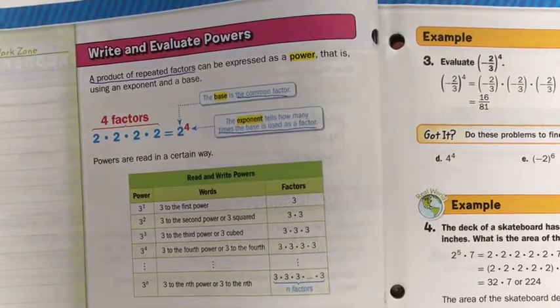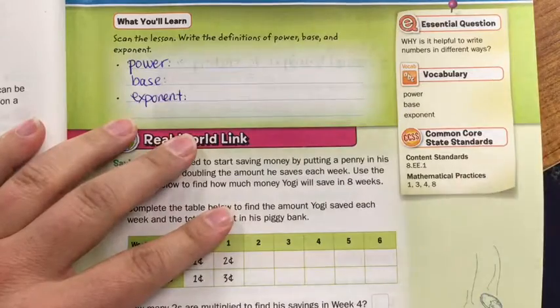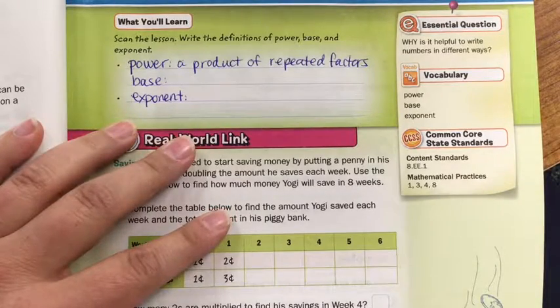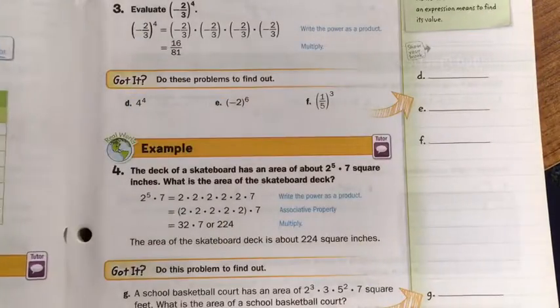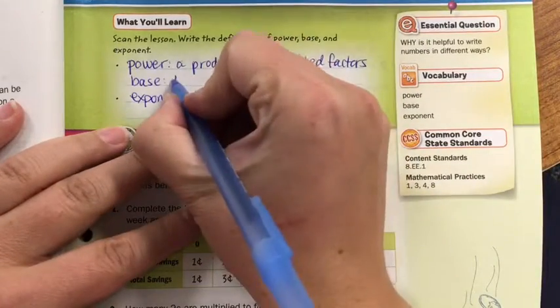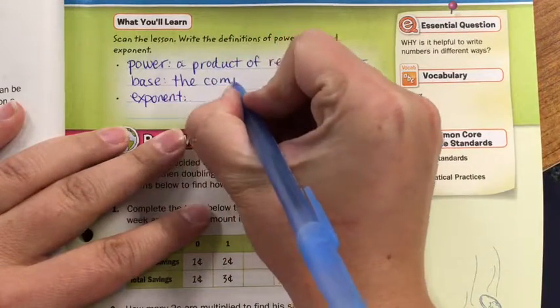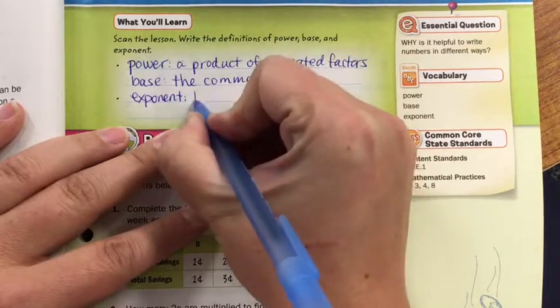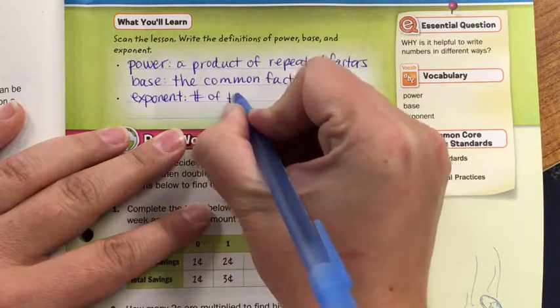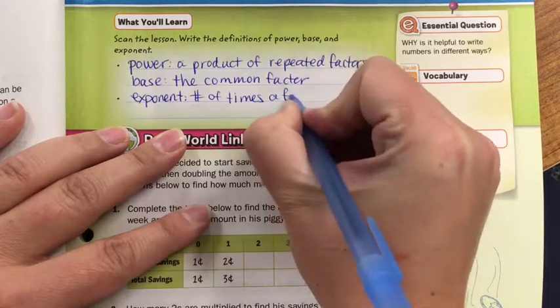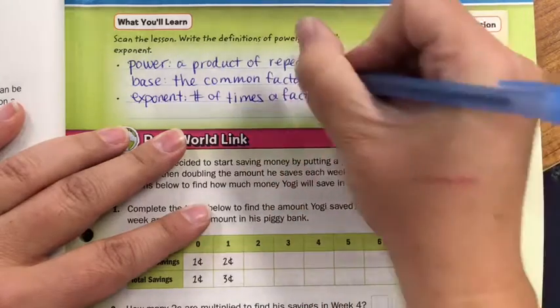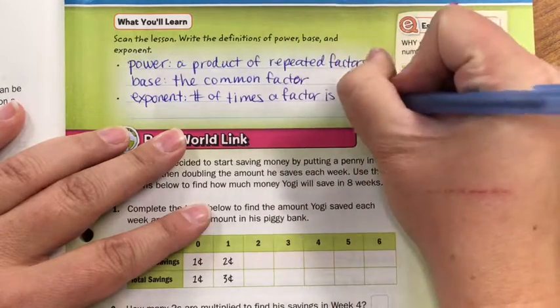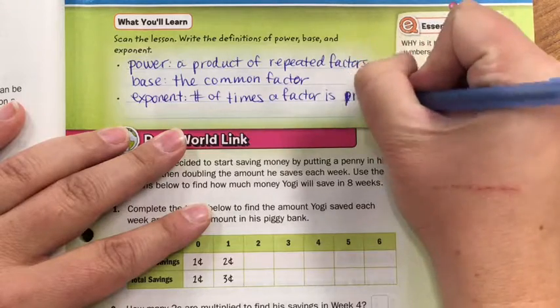So power is a product of repeated factors. Write that on this page. A product of repeated factors. The base is the common factor. And the exponent is the number of times a factor is repeated.